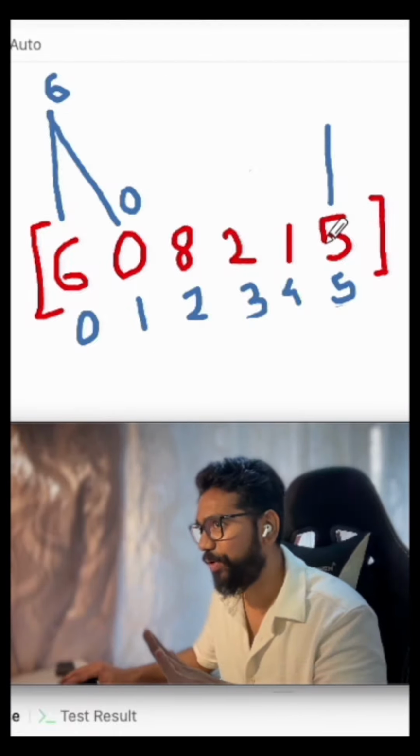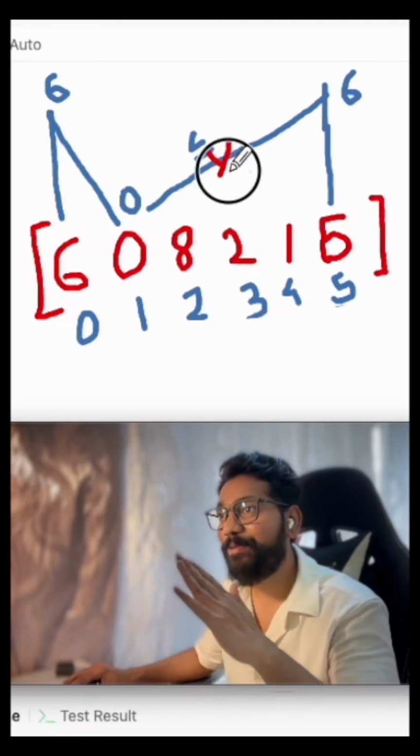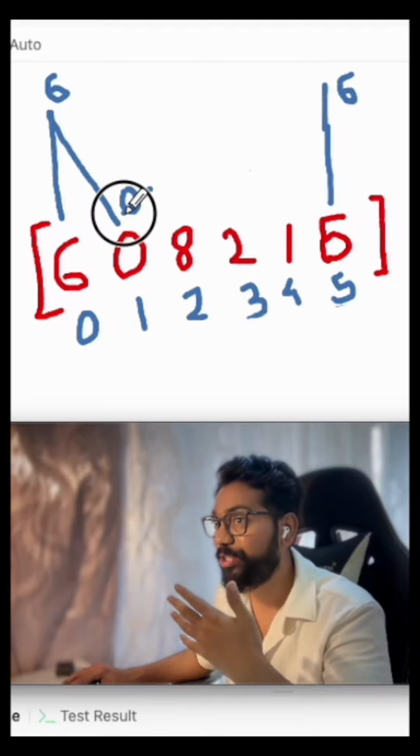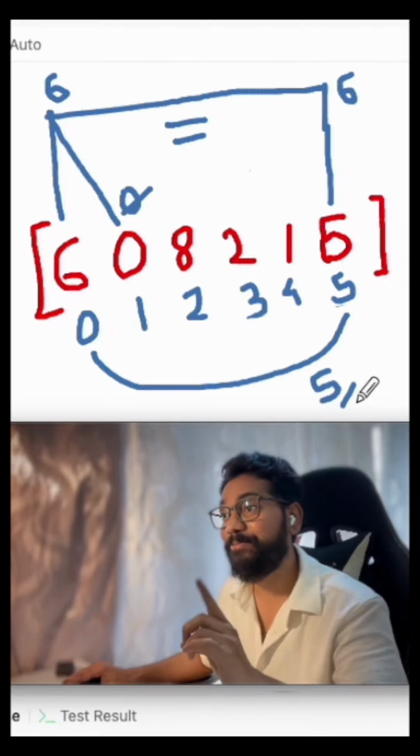Now let me change the question. What if this value was 6? Since 0 is less than or equal to 6, we would be able to build this ramp. And then we pop the 0 from the stack and compare 6 with 6, which is equal. That means we can build the ramp with length of 5.